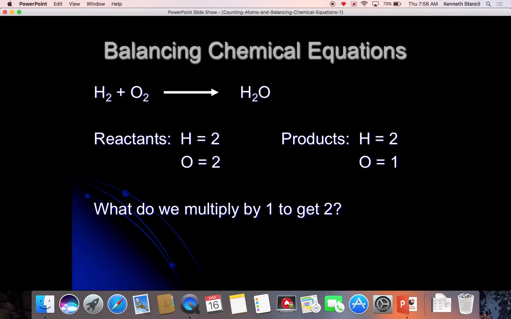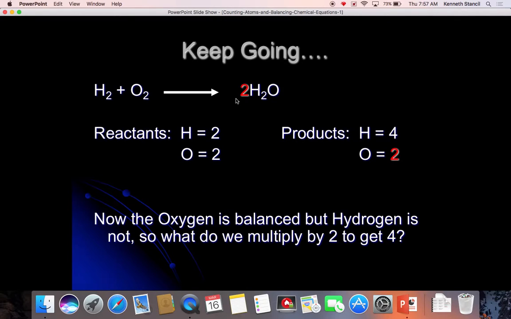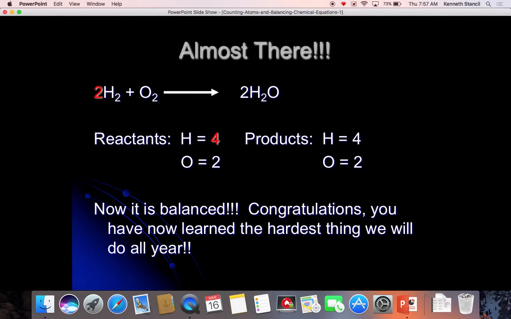So now we're going to go back to balancing. We had 2 hydrogen, 2 oxygen, 2 hydrogen, 2 oxygen. Well, we know automatically that we've got to get 2 oxygen, right? So we're going to put a 2. What do we multiply by 1 to get 2? 2. So we're going to place a 2. Now the oxygen is in balance, but the hydrogen is not. So what do we multiply by 2 to get 4? 2.